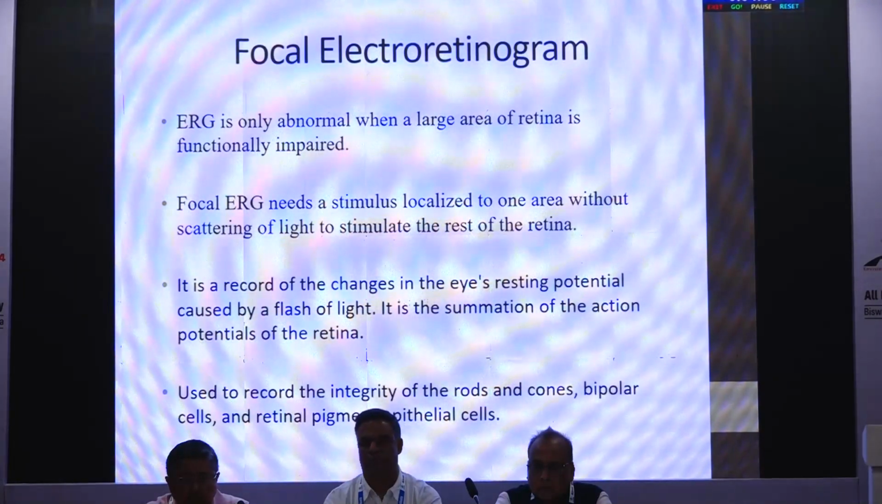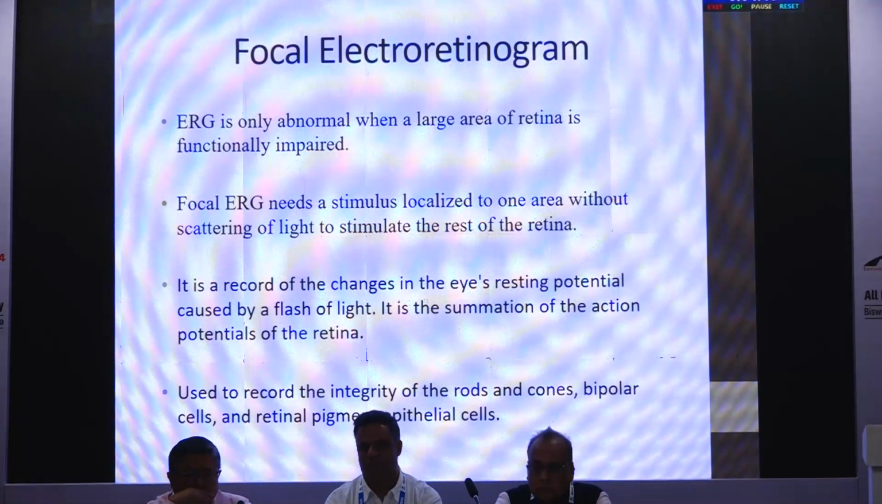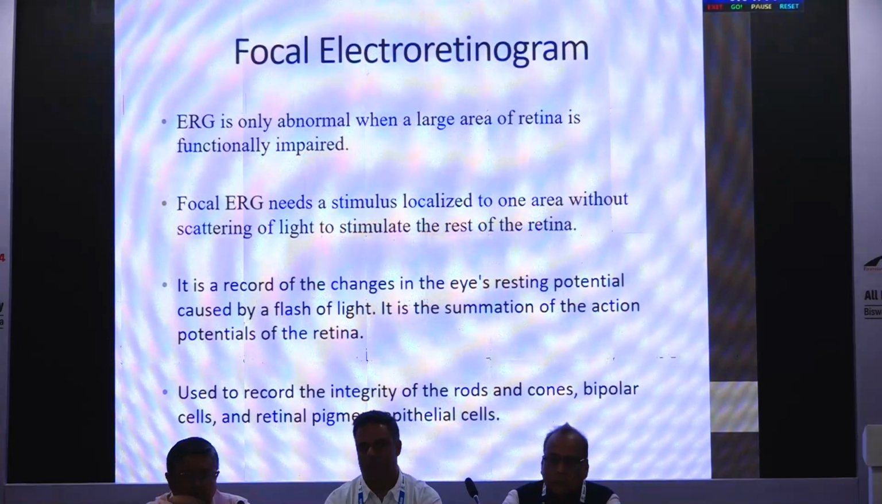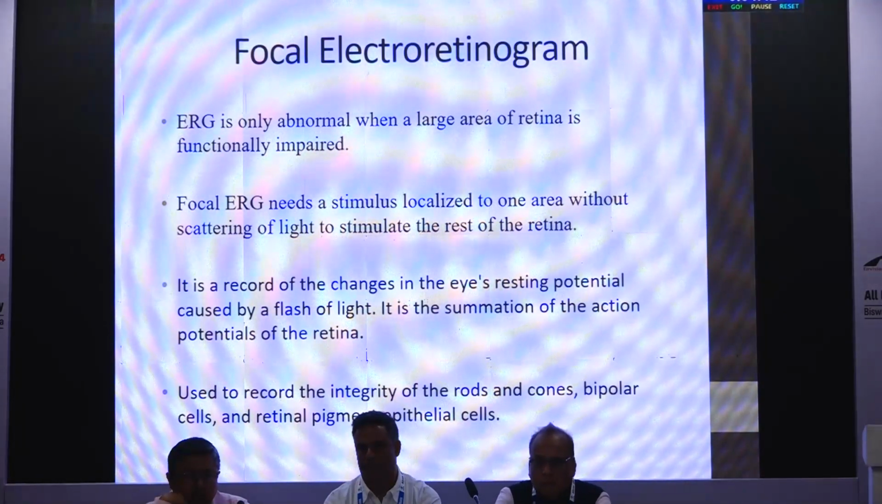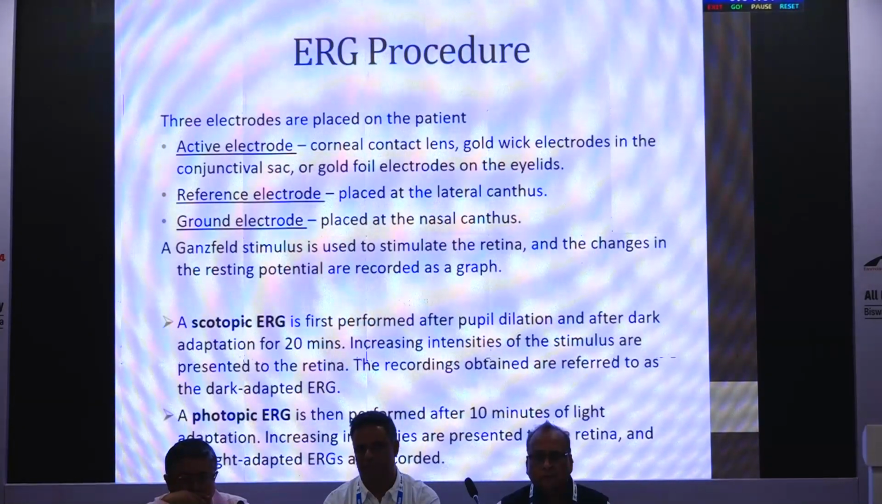Now focal ERG. ERG is only abnormal when a large area of the retina is functionally impaired. It is a record of changes in the eye's resting potential caused by a flash of light. It is a summation of the action potentials of the retina and is used to record the integrity of the rods and cones, bipolar cells, and retinal pigment epithelial cells.